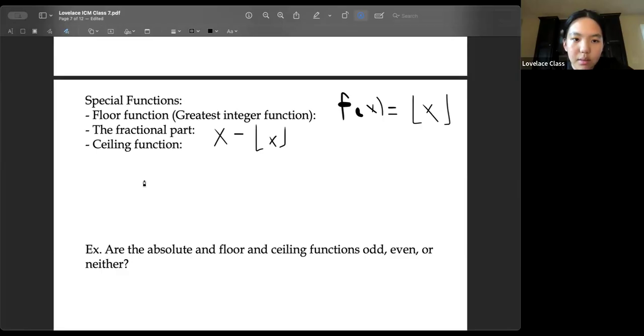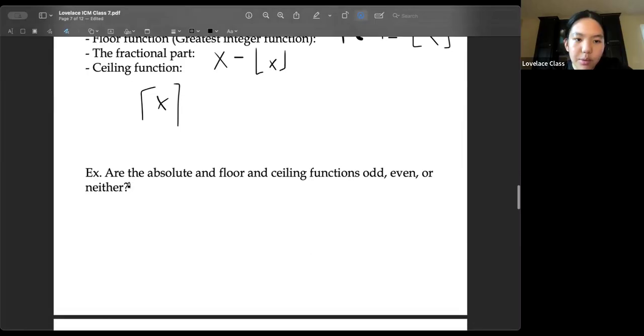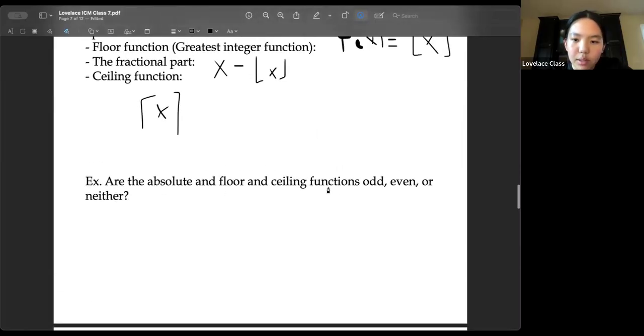And the ceiling function is very intuitive. It's just denoted as this. It's going to be the least integer that is, wait, sorry. Before, if I misspoke, the floor function is the greatest integer that is less than or equal to x, and the ceiling function is the least integer that is greater than or equal to x. So it looks like this.